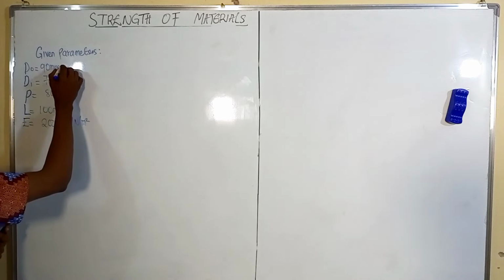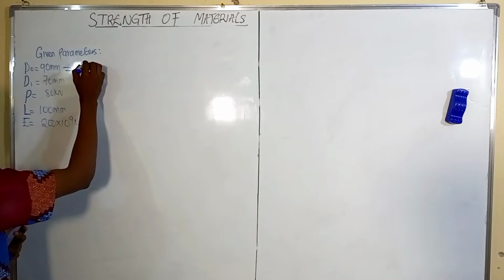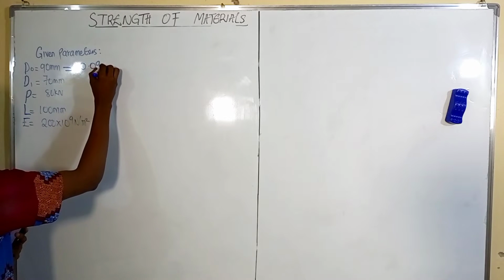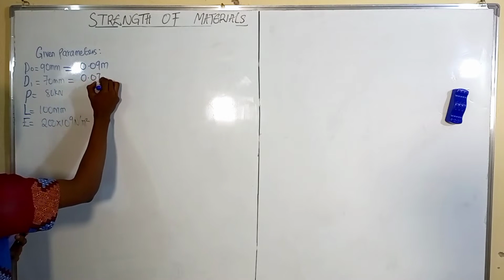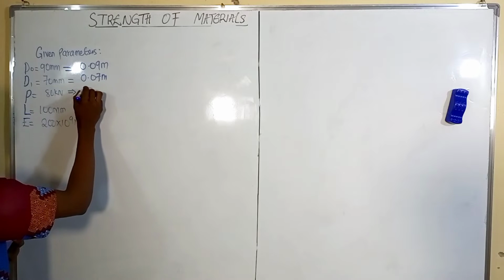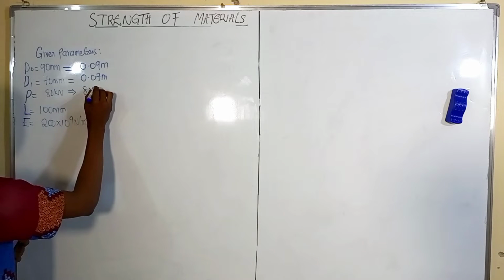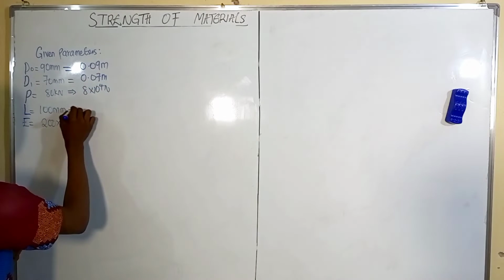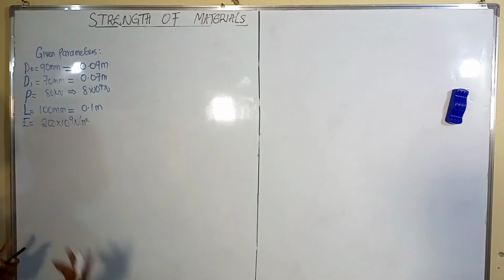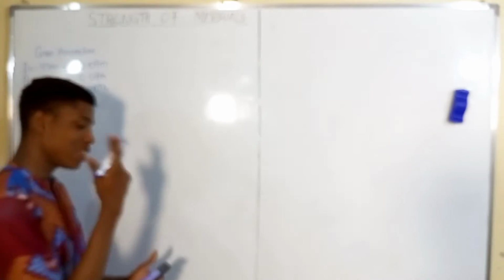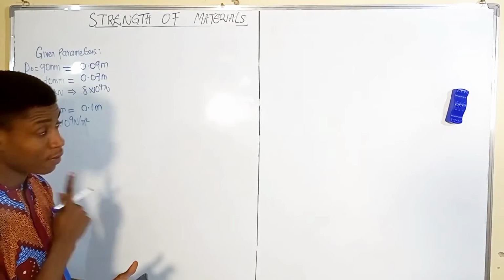So we have this as 0.09 meters. We also have this as 0.07 meters. We have this as 8 times 10 to the power 4 Newton. We have this as 0.1 meters. Of course, these are things you should play with. My emphasis on this: play with this is very, very important.